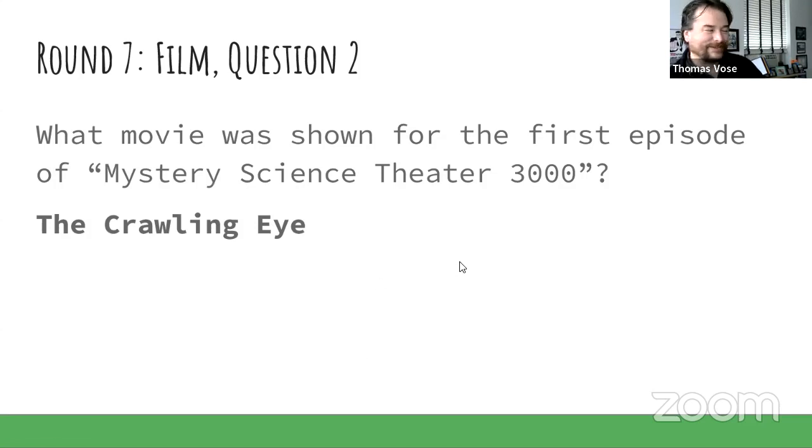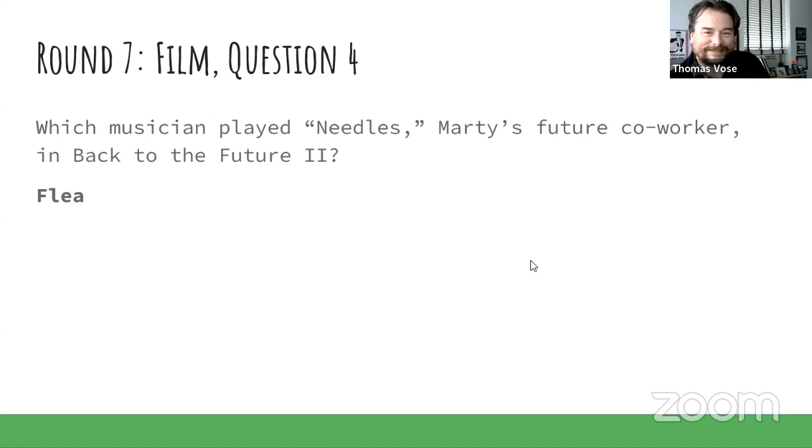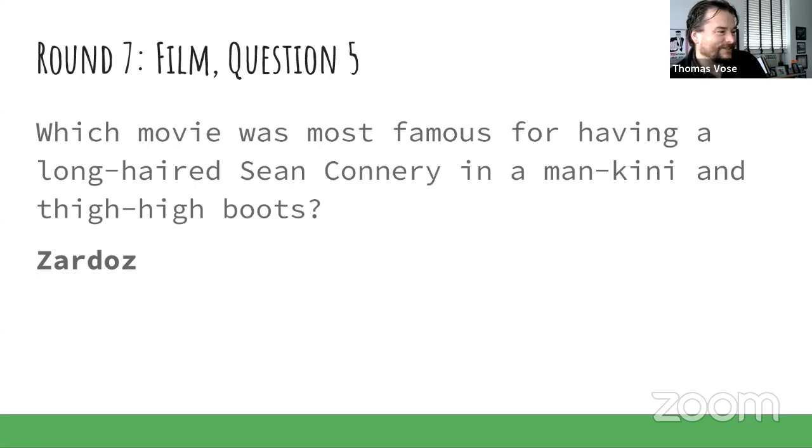So I love that show so much. Then we have question 3, which is Voyage to the Moon, famous for having the big old bullet in the moon's eyeball, which shows up a lot. Question 4, Flea. Flea was also in Big Lebowski, of course, as one of the nihilists. Zardoz was the answer to question 5, which was a weird, weird movie. Oh my goodness, that was a thing.